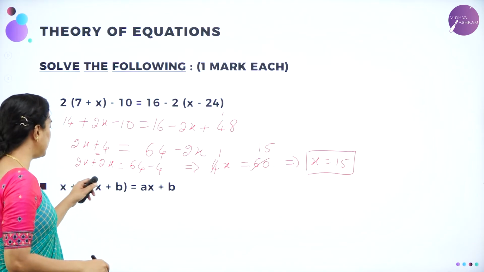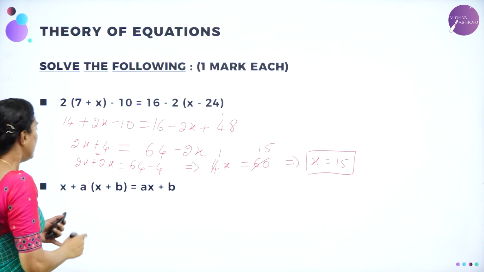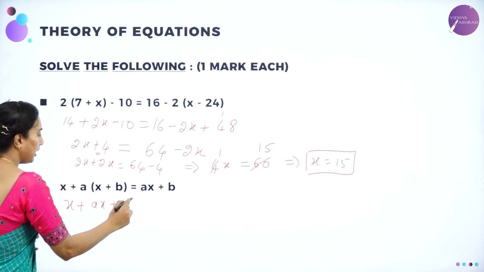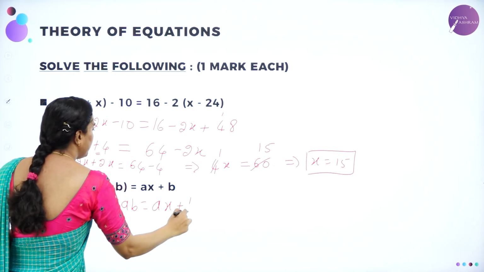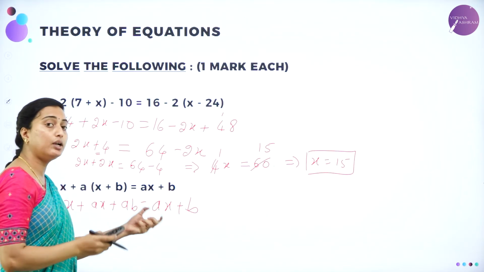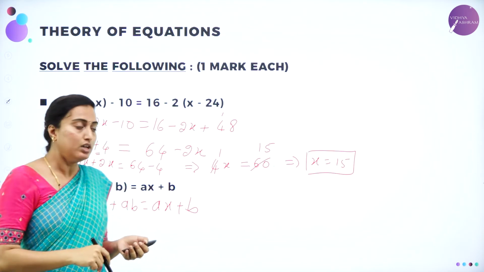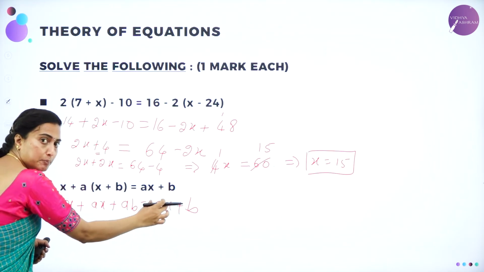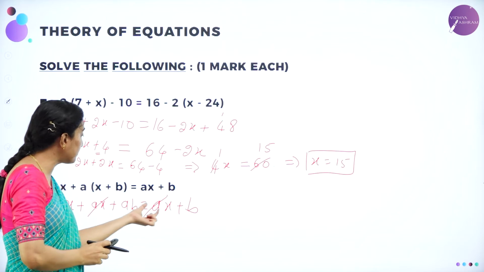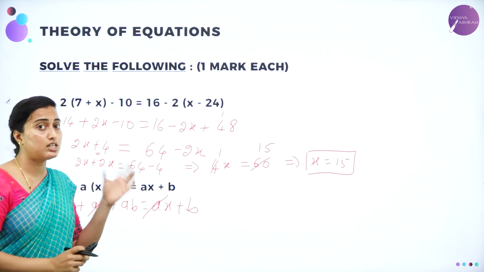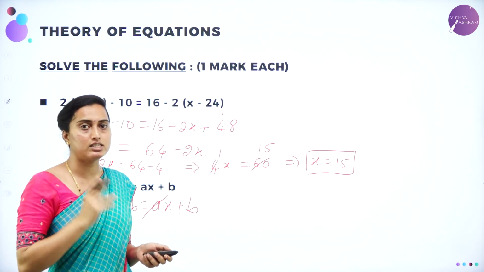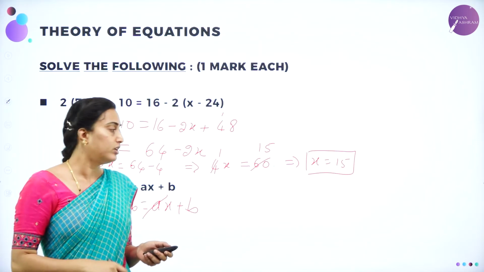Next here they have given x plus a into x plus b is equal to ax plus b. First solve the bracket. x plus a into x is ax plus a into b is ab is equal to ax plus b. Now dear students, if you are having the same sign in the left hand side and the right hand side with the same term, you can cancel that one. Now you are having plus ax and plus ax. Plus ax will get cancelled. If it is having plus ax and minus ax, it will add. Plus ax only it should have, or minus ax, same sign with the same term. So it will get cancelled.